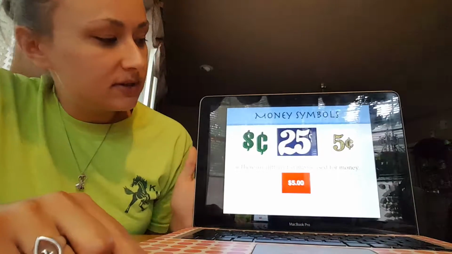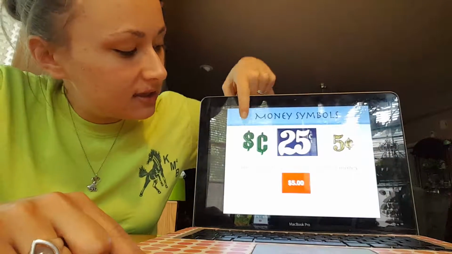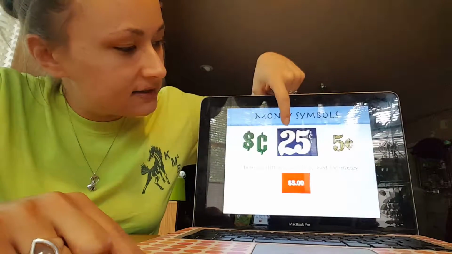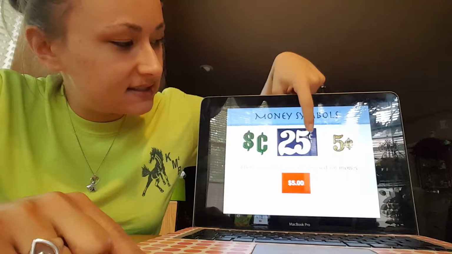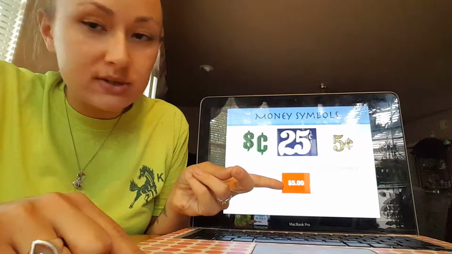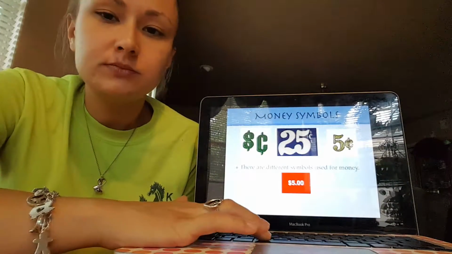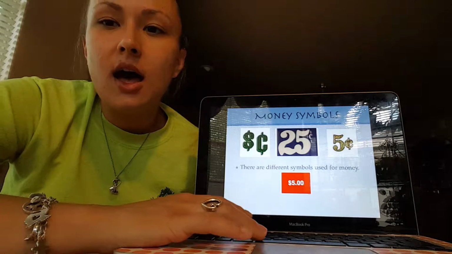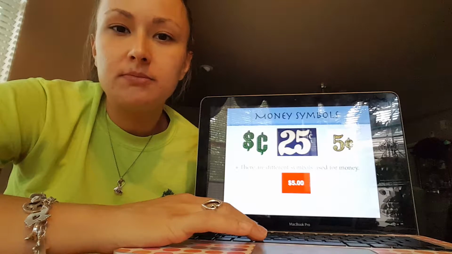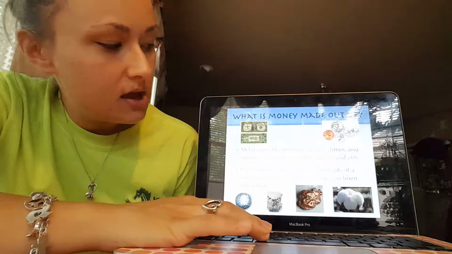Here are some different symbols you might see in regards to money. This is a dollar sign. This is a cent sign. And some ways you might see it written would be 25 cents. This is 5 cents. And down here is how you would see $5 written with the dollar symbol. You might see these on different things at the grocery store, on shelves, the price of different foods, the price of different toys, things like that.